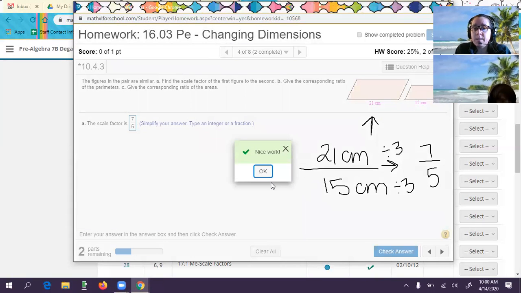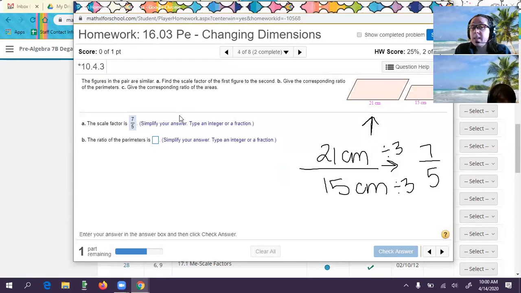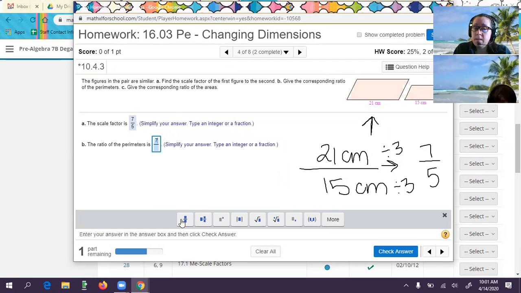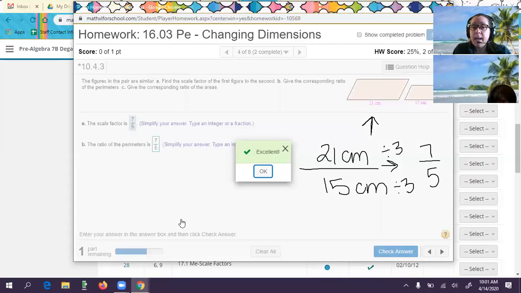Boom, correct. Okay, and then the perimeters, it's going to be the same. So even if I added up the perimeters of the first parallelogram and then the second parallelogram and compared them, they would simplify down to 7 over 5. And those are the same way.